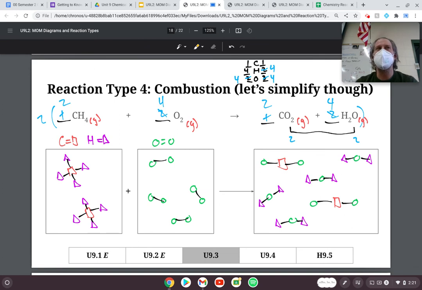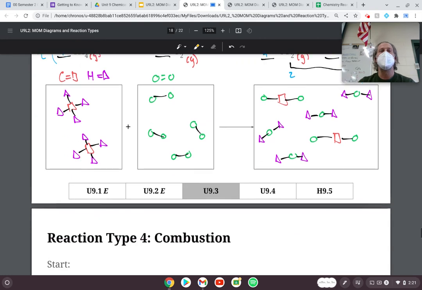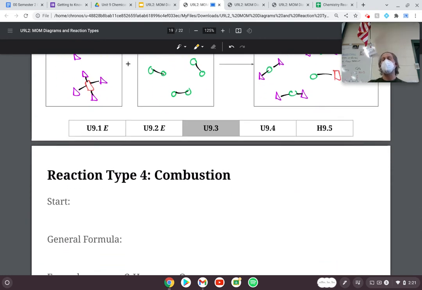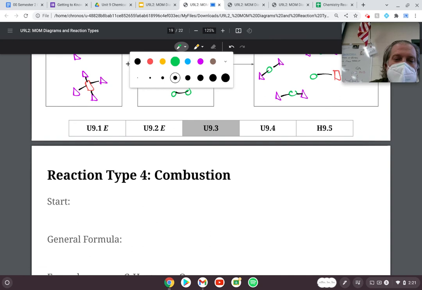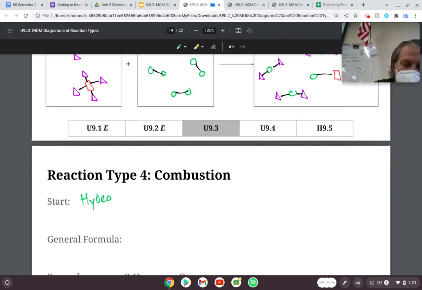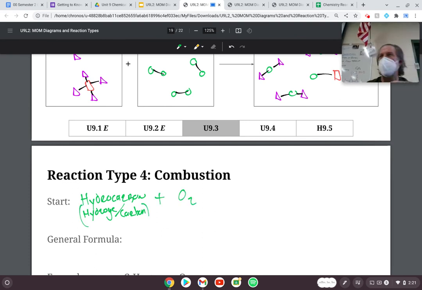Now, we've already said that this is specifically a combustion reaction. And so a combustion reaction, we need to talk a little bit about what that means. In a combustion reaction, you always start with a hydrocarbon, which is hydrogen and carbon bonded together. And it's always in the presence of oxygen. Always is. Those are the 2 things that you have for every combustion reaction.